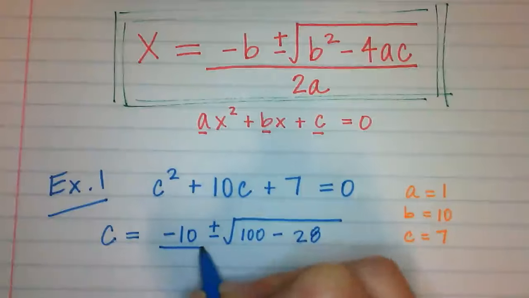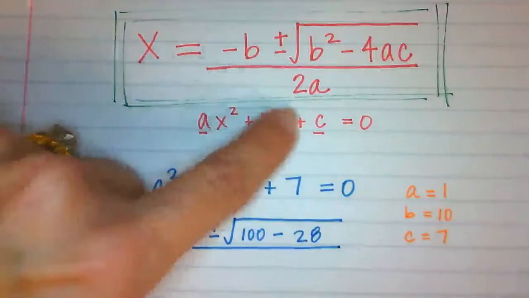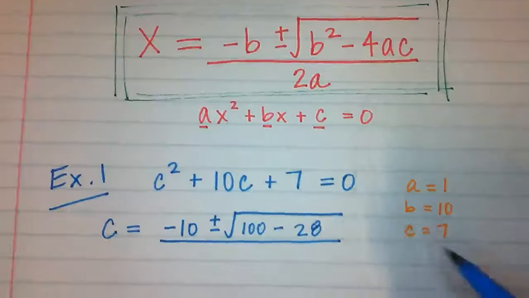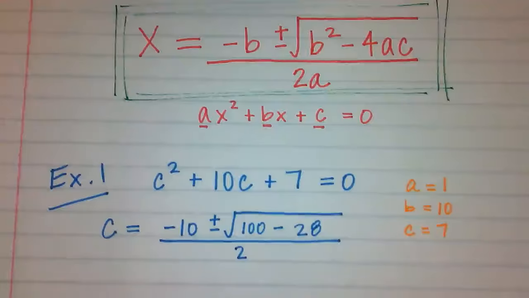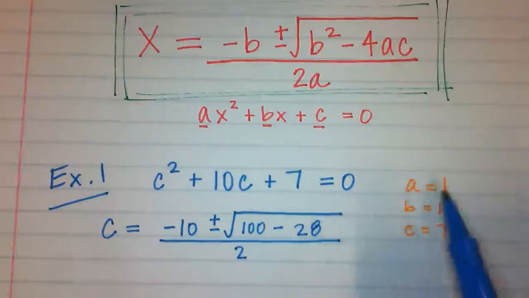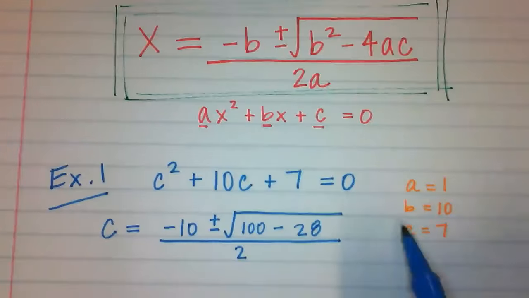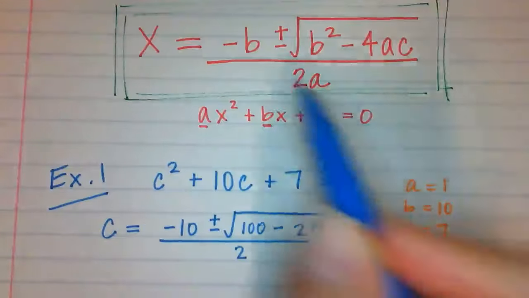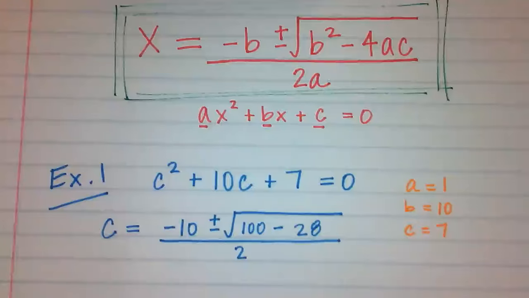And then all of this is over 2 times a, which is going to be 2 times 1, so that will be 2. So all that I did is, using these numbers right here, these values for a, b, and c, I filled them into this equation.